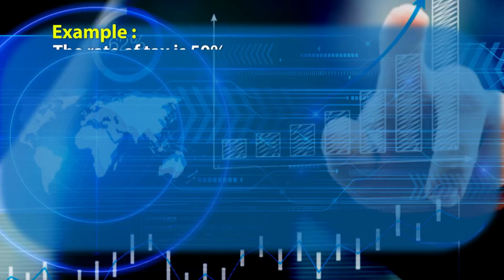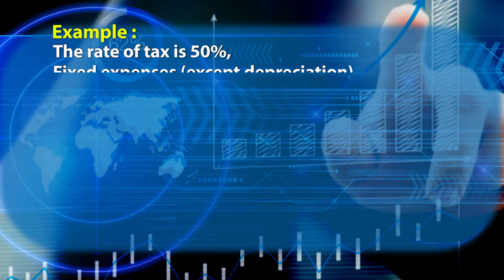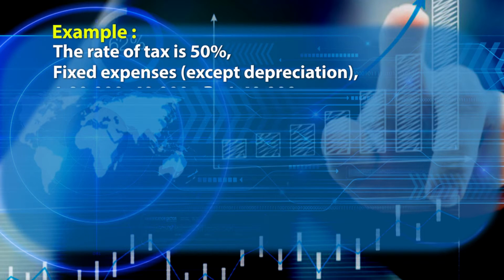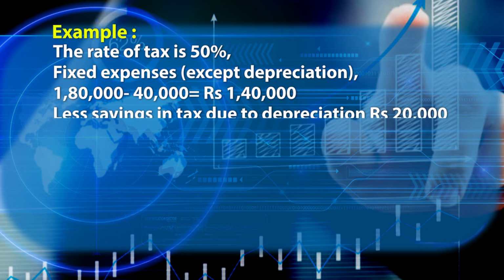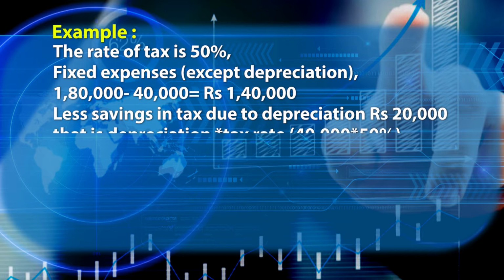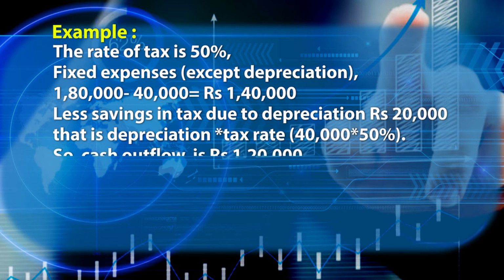Suppose the rate of tax is 50%. The tax saving on depreciation would be rupees 20,000, that is 40,000 multiplied by 50%. Thus, if the tax shield is taken into account, it would appear like this: fixed expenses except depreciation rupees 1,40,000, that is total fixed cost minus depreciation, that is 1,80,000 minus 40,000. Less savings in tax due to depreciation rupees 20,000, that is depreciation into the tax rate.